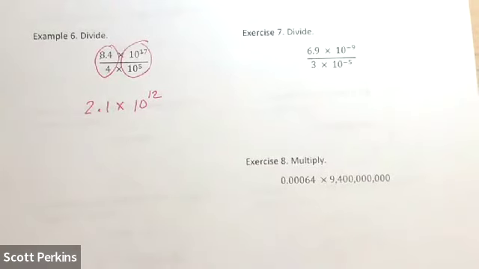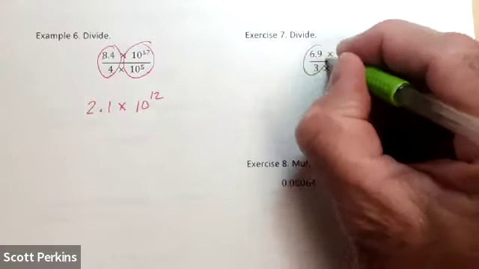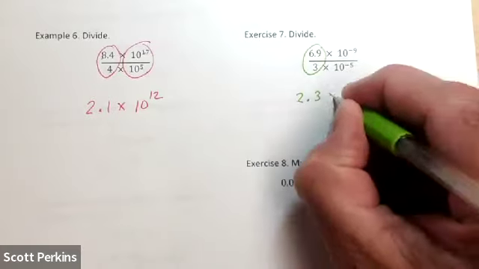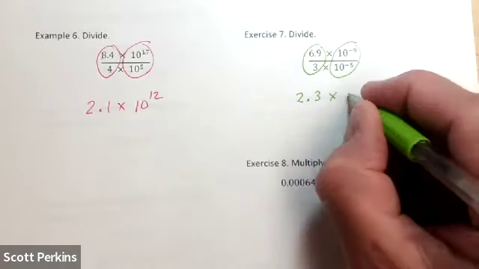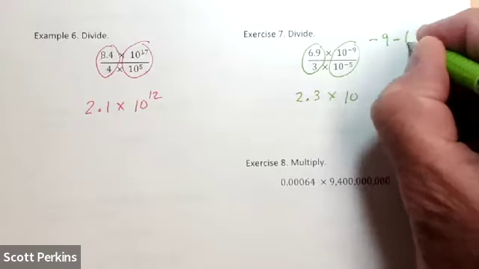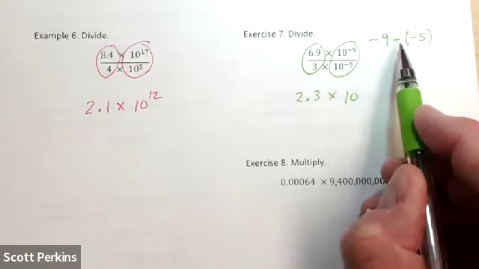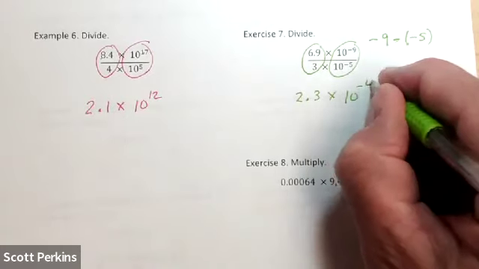So go ahead and do exercise 7. Just be real careful when you subtract negatives, that you're doing that carefully. All right, 6.9 divided by 3, that is going to be 2.3. And then 10 to the negative 9th divided by 10 to the negative 5th. Now, your calculator can do this, but remember, we're subtracting, so that is negative 9 minus negative 5. Don't forget, we're subtracting two negative numbers. And so that's negative 9 plus 5, that is negative 4.